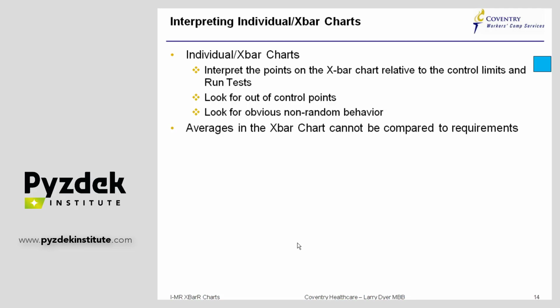So then interpreting the individual chart. Now we're going to look at the top chart. We've got the bottom chart in control. Now we want to look at the top chart relative to the control limits and the run tests. And what are run tests? Some people call them run tests, some people call them the Western Electric rules, and I've got those on here. Let's see if I can bring that up.